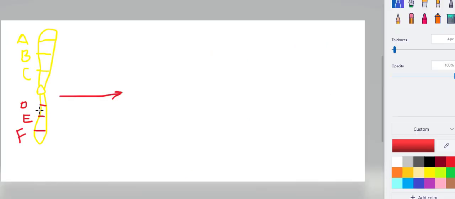See this chromosome. This chromosome is arranged with the following genes. One gene is represented by A and the others by B, C, D, E, F. This chromosome is one of the homologous chromosomes.